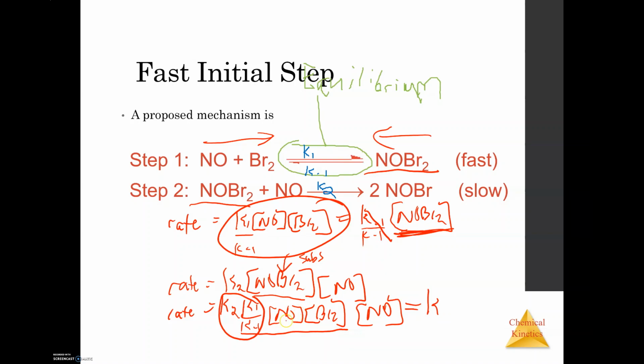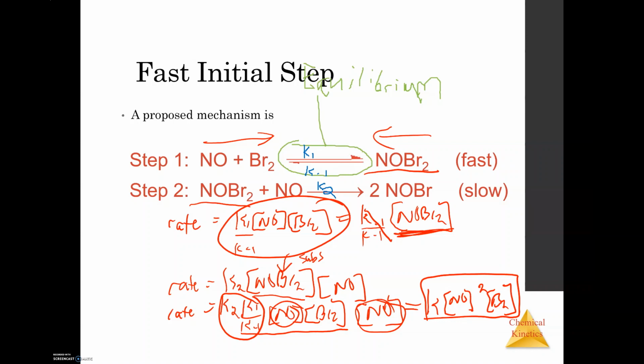Now, you also look at the fact that there are two NOs. So you have an NO here and an NO here. So that just becomes NO squared. And then we look at Br2. So the rate is equal to this. Now, if you go back and look at what the rate was determined to be from the previous slide, you'll see that it matches that rate law.